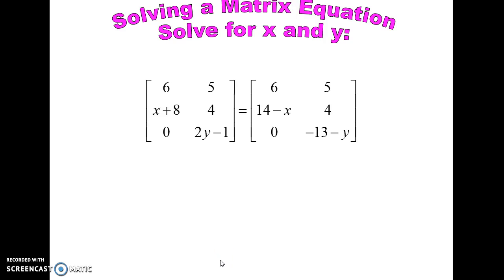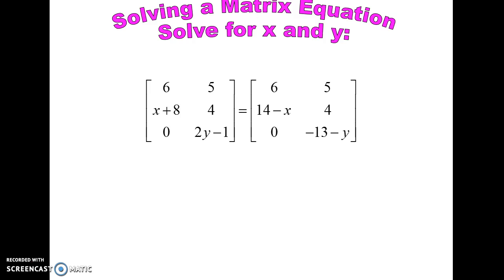All right, last but not least, we need to talk about solving a matrix equation. Okay, so when two matrices are equal to each other, they're going to have the same dimensions, because otherwise it's impossible to be equal. And if two matrices are equal to each other, then again, corresponding elements should be equal.